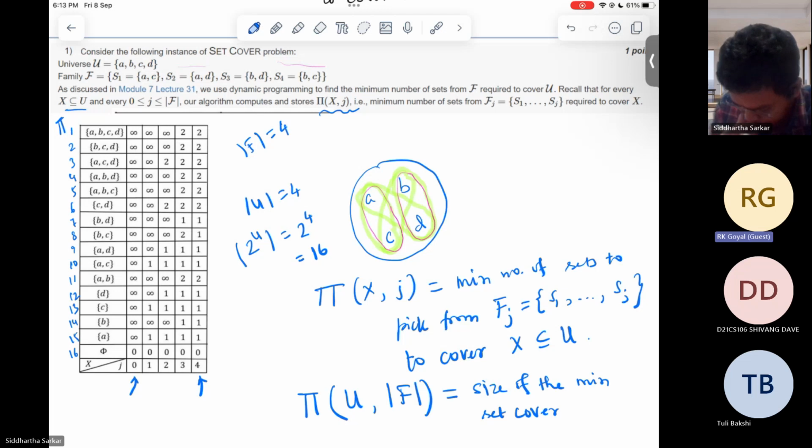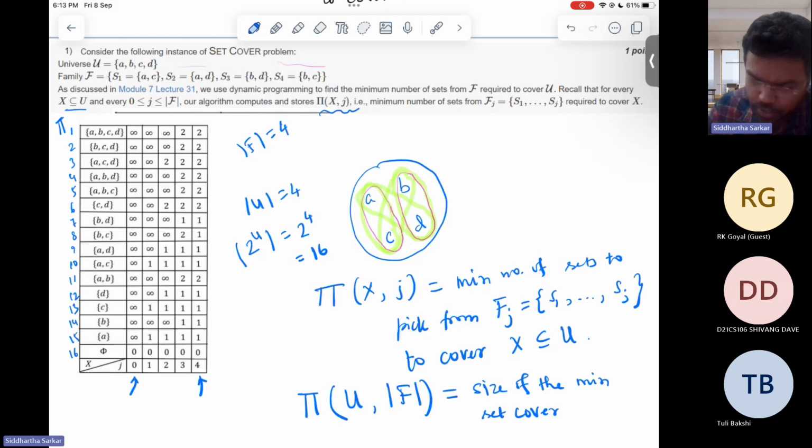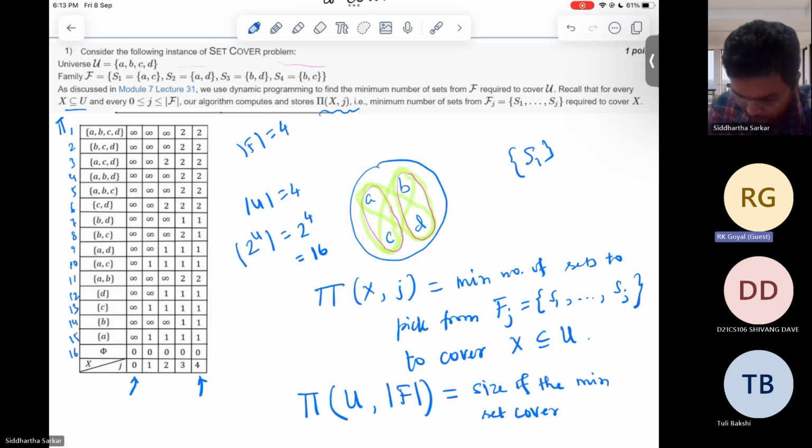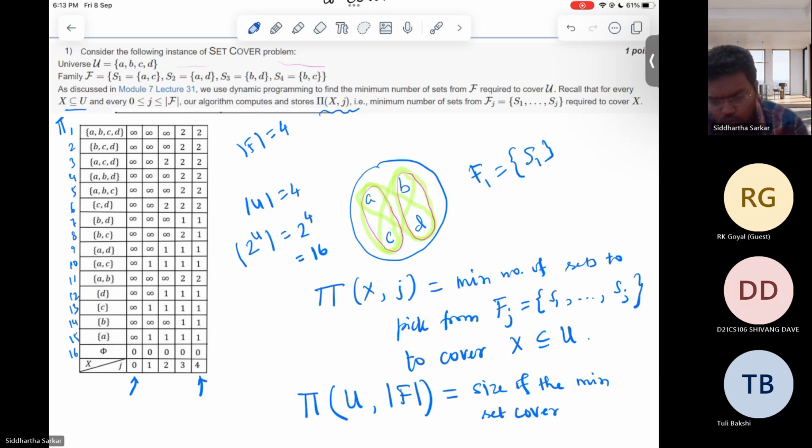So what will be the meaning of F1? F1 is S1 only. Fine. But then J varies from where to where? J varies from 0 to 4. When you are saying F1, J is equal to 1. But then J can only vary from 1 to 4 and not from 0 to 4. So what is the significance of 0 here?